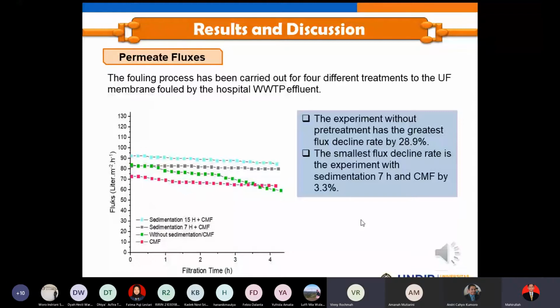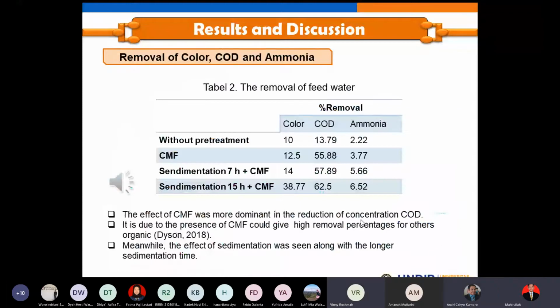Removal of color, COD, and ammonia. Table 2, the removal of feed water. The removal of feed water from the effluent by the UF membrane experiment is shown in table 2, which presents color, COD, and ammonia reduction results.